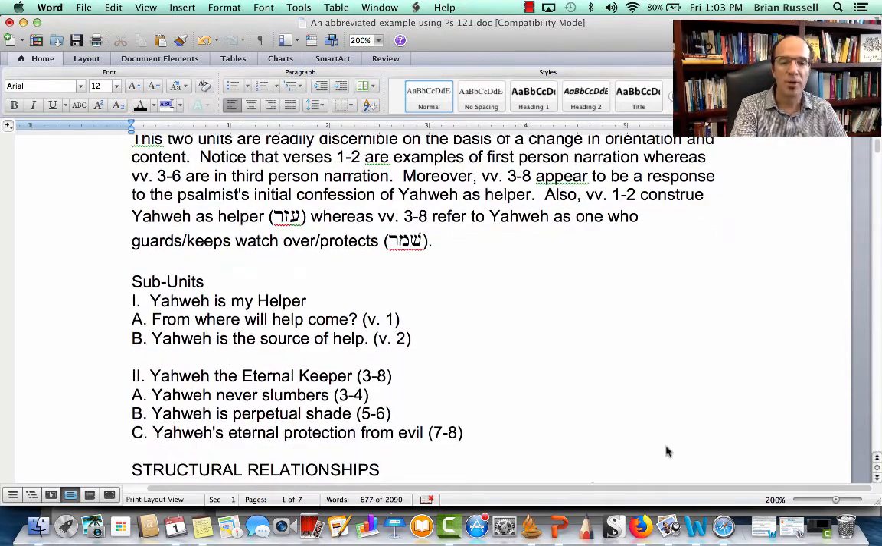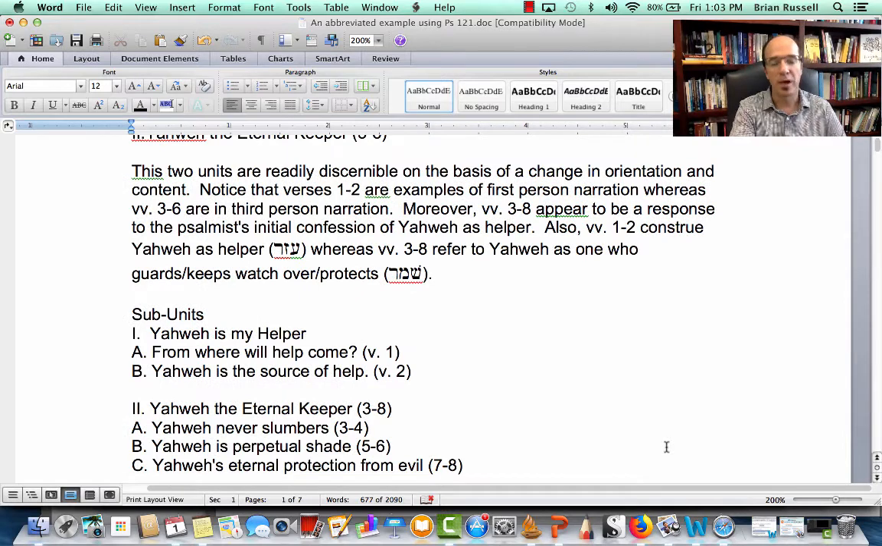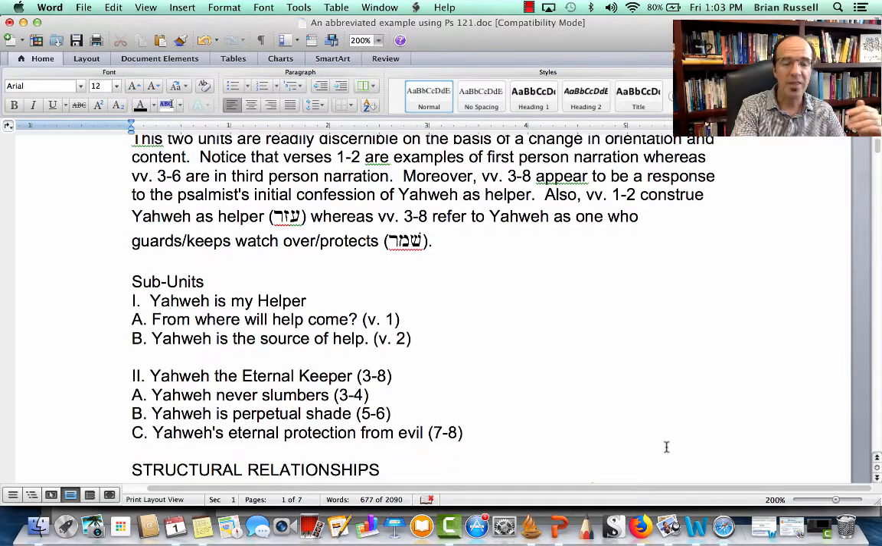Now, as far as subunits, I think the first unit breaks up into verses 1 and 2 fairly easily. Where does my help come from? Yahweh is the source of help. And then part 2 breaks up into these lines that continue to go together. So the Lord never slumbers. Yahweh is perpetual shade. Yahweh protects from all evil forever.